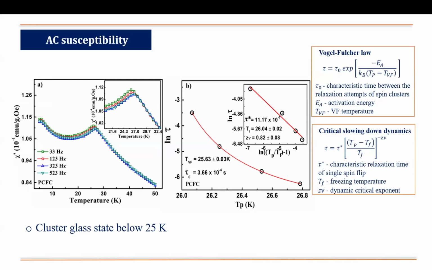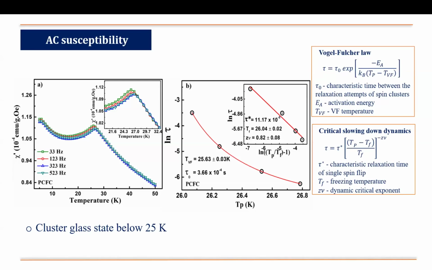So there is a possibility of a glassy freezing around 25 Kelvin. Since it is not a long-range ordering, there could be some short-range ordering, such as ferromagnetic or antiferromagnetic ordering in the system, leading to a glassy freezing at 25 Kelvin.